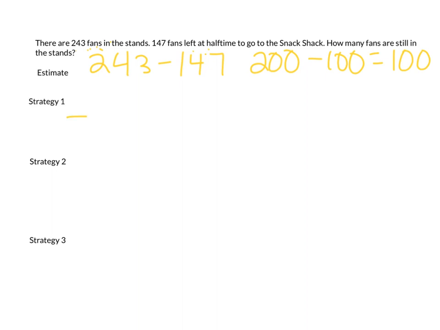The first one we're going to use is the open number line, which we've used in the past. And we will have 243 on the right-hand side and 147 on the left. What we'll start with is 147, and we're going to count up using an open number line. We want to get to the next 10, and the best way to do that would be to add 3 to 147. And that would give us 150.